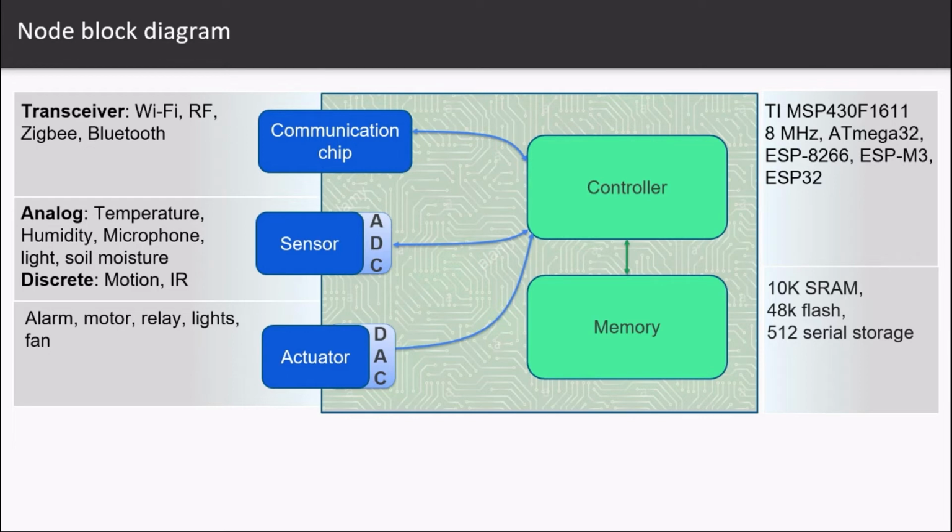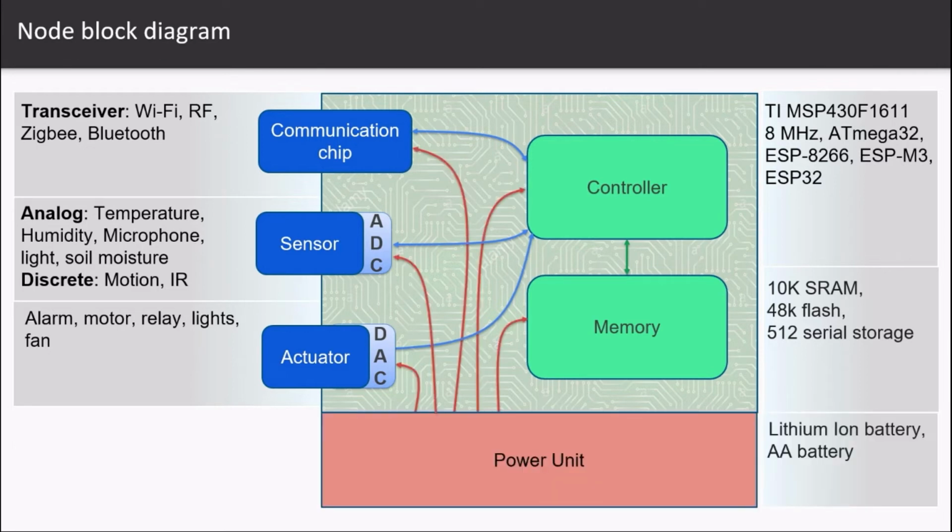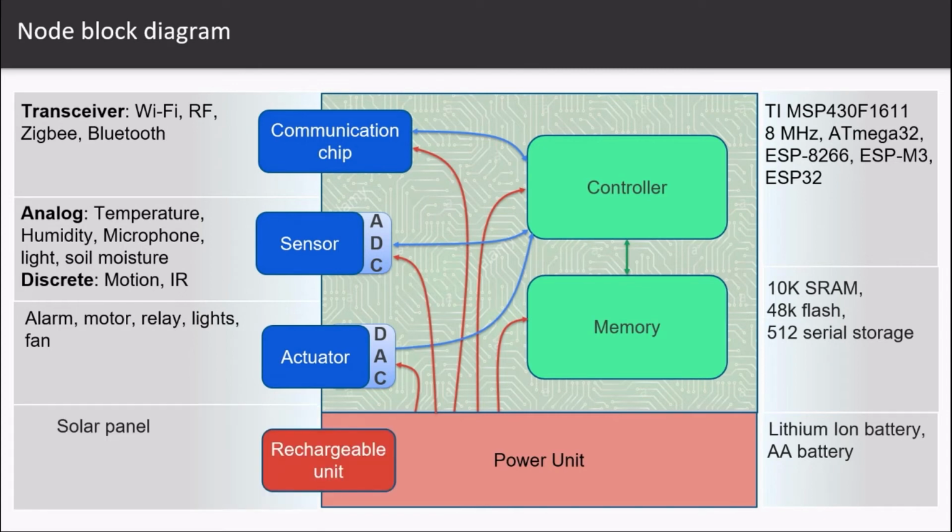And lastly, everything needs to be powered on and running, for which a node requires a power unit. The power unit needs to be recharged, for which there needs to be a recharging unit. For example, we can have solar panels, lithium-ion batteries or AA batteries, etc.